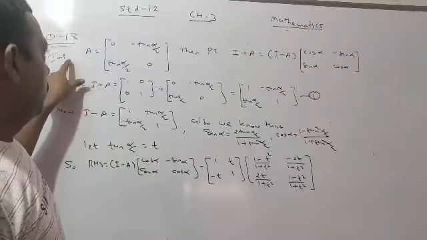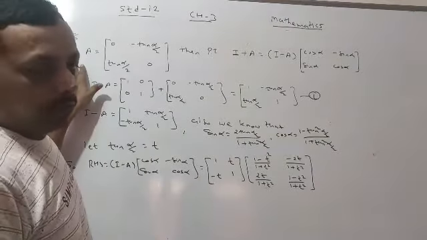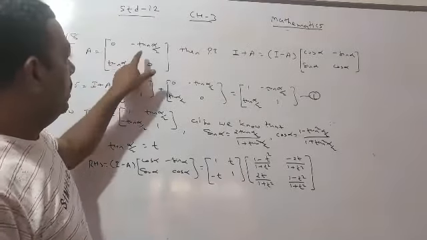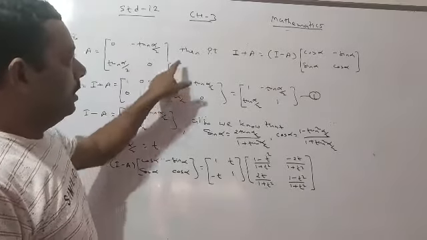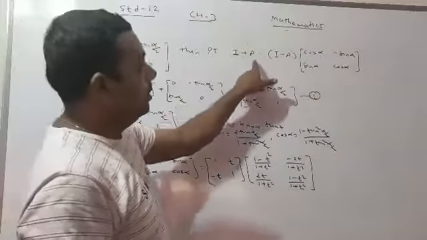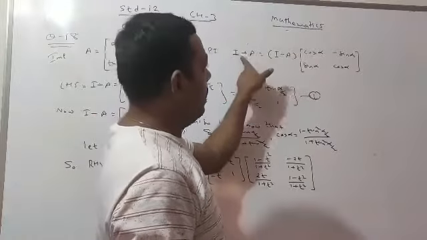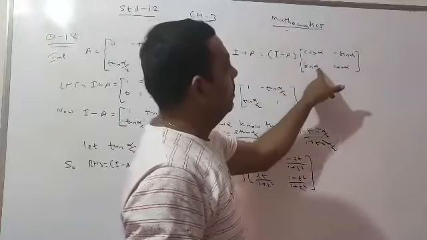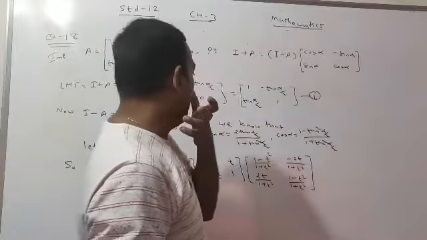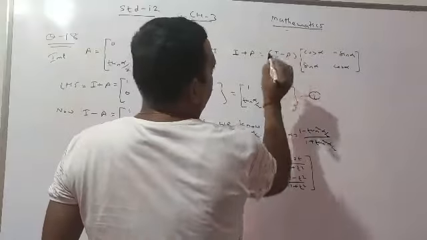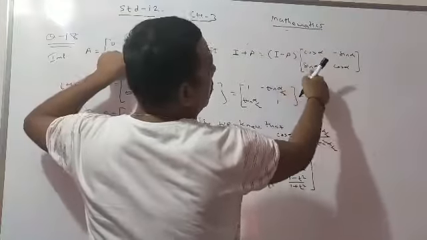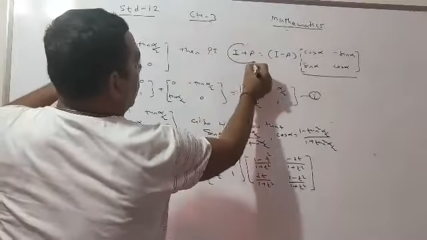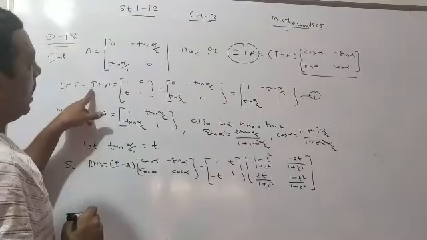Now question number 18. See, this is an important question. Question number 18: A is given as 0, minus tan alpha by 2, tan alpha by 2, and 0. Then prove that I plus A is equal to I minus A into cos alpha, minus sin alpha, sin alpha, cos alpha. See, I is identity, A is the given matrix, and this is the other matrix. Now, first of all, we will start with the LHS. LHS is I plus A.